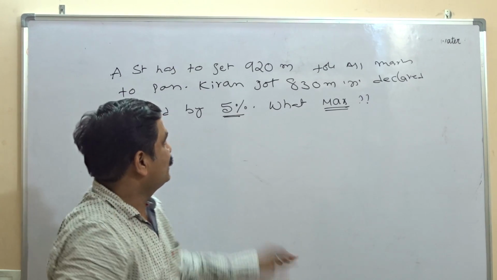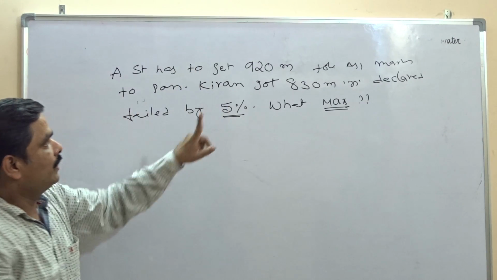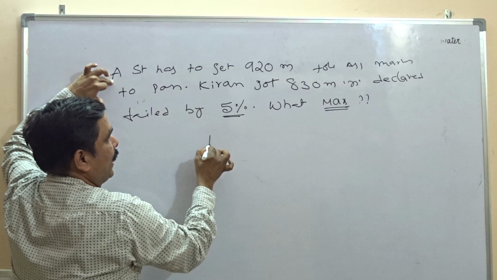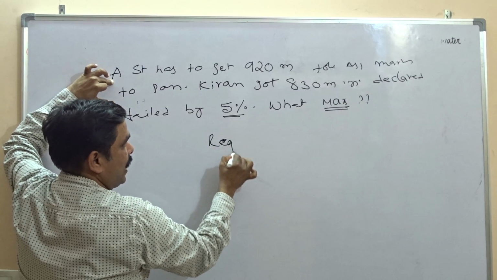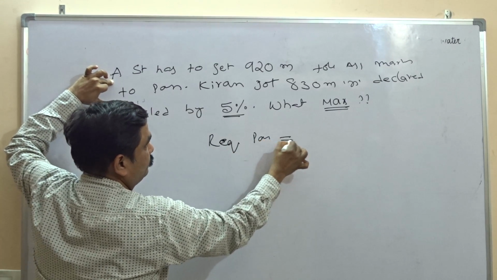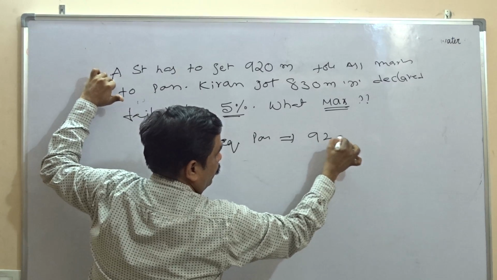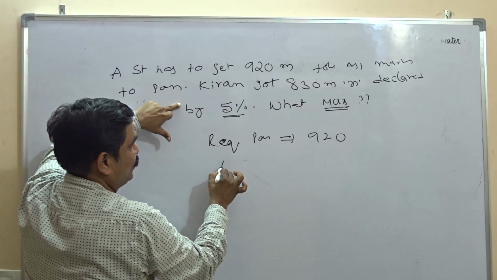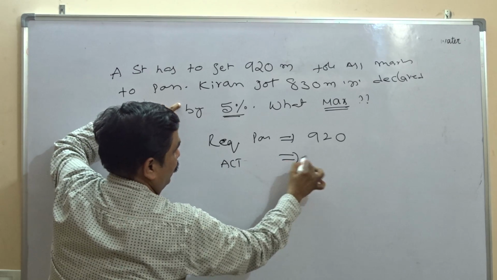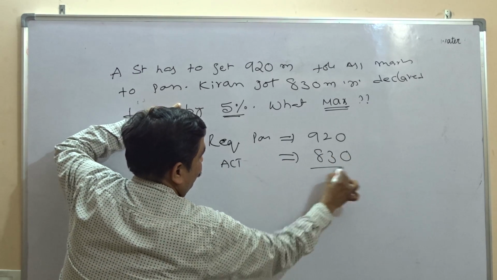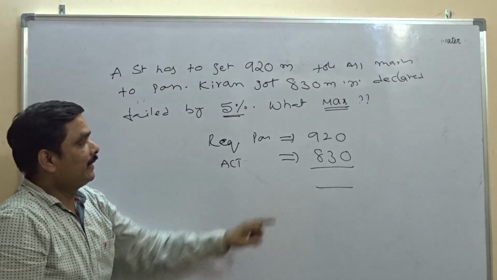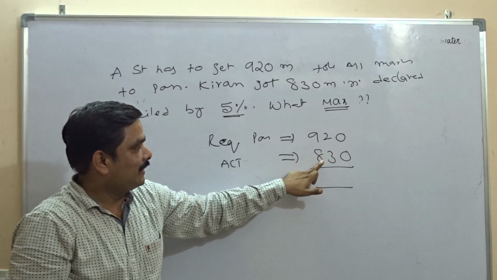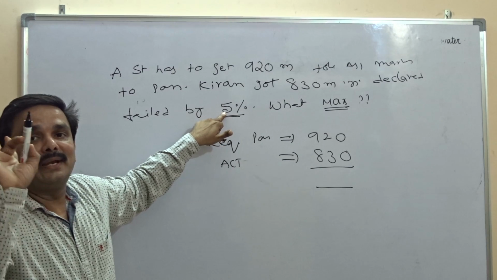Now, this question we can easily go for. I can write in this way. The required marks for passing is 920. Next, the actual marks he got is 830. What's the meaning of this? He got 830, the actual required one is 920. As a result of that, he is declared failed.